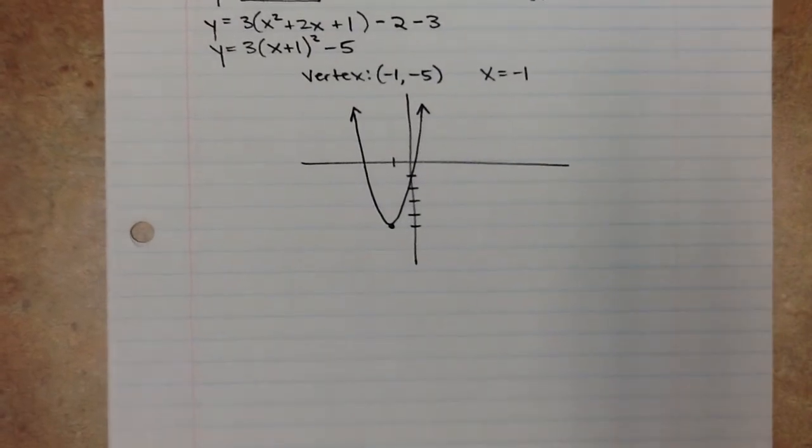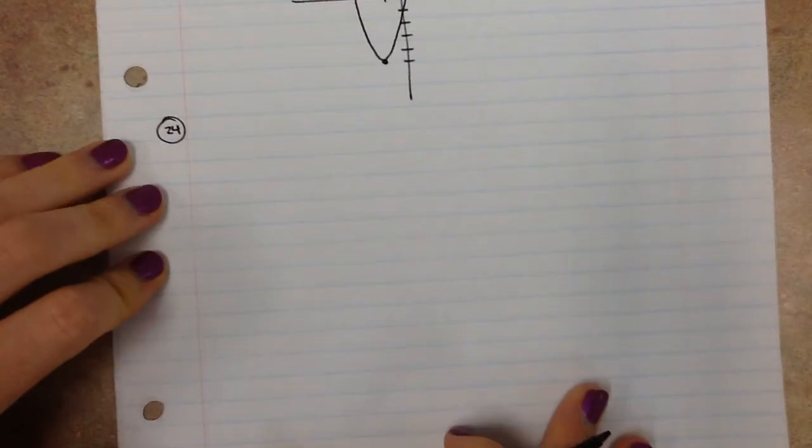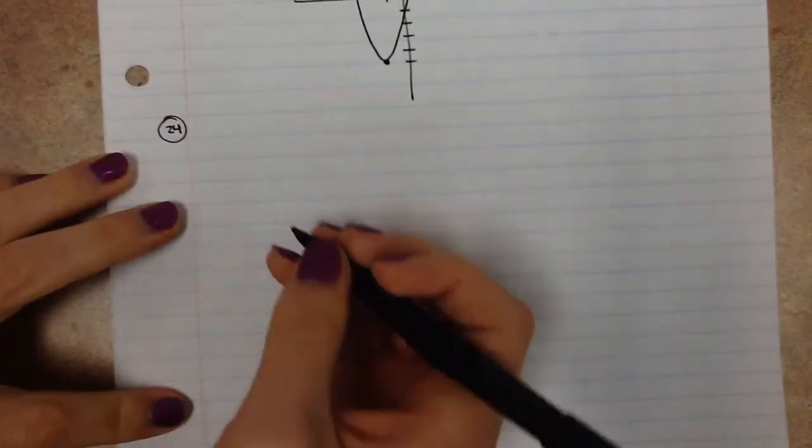Okay, 2 more problems, just 24 and 25 left to go. Okay, so graph the quadratic inequality.